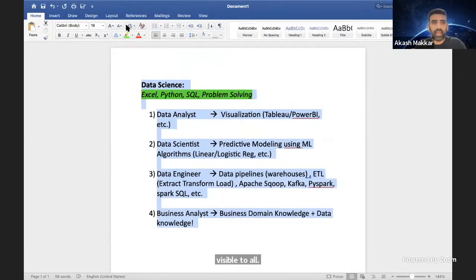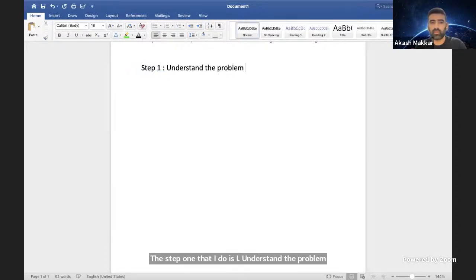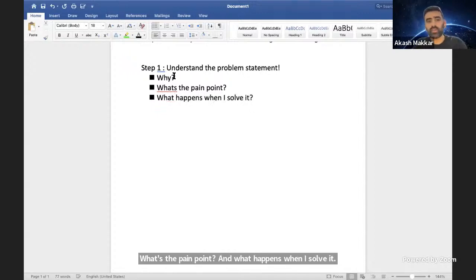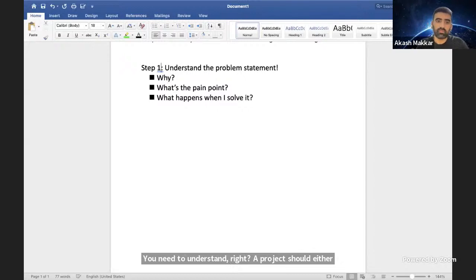So whenever I work on a problem statement, I'll give you an example from a machine learning project, and I'll keep it very basic. Step one is understanding the problem statement, and that will be step one for you guys as well. Why are we solving it? What's the pain point? And what happens when I solve it? If you work on any project, you need to understand that a project should either save money or time. That's when it's a useful project, else it's not.